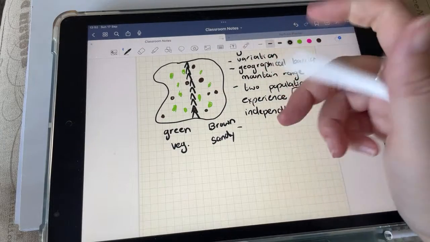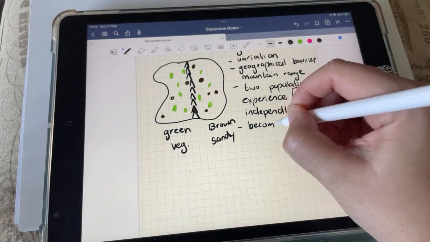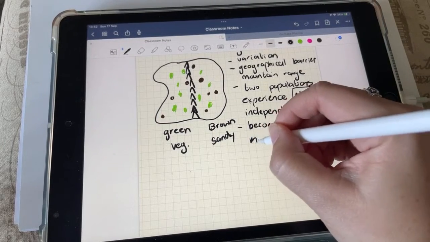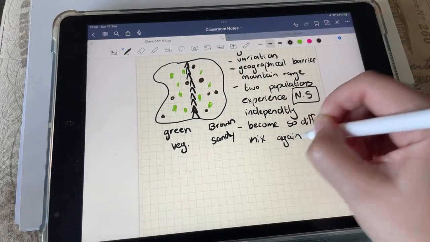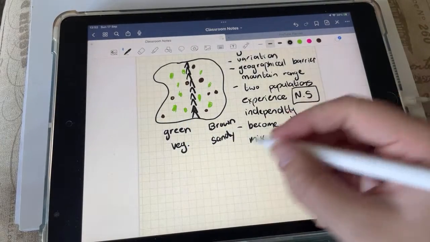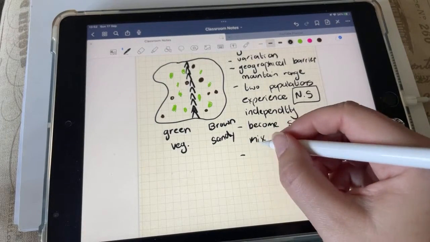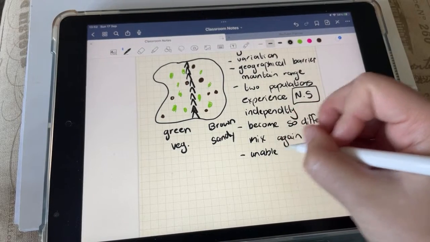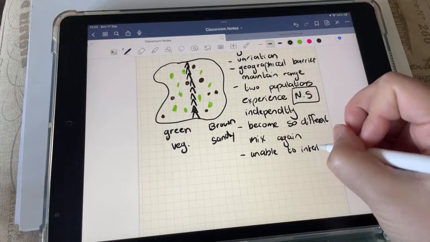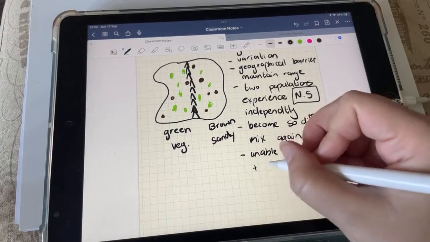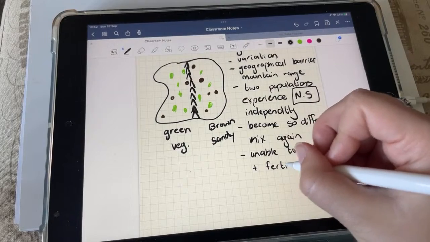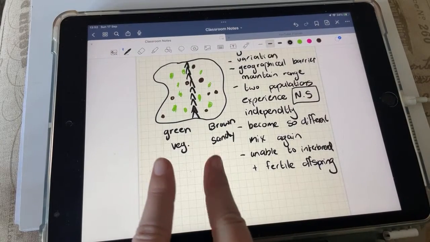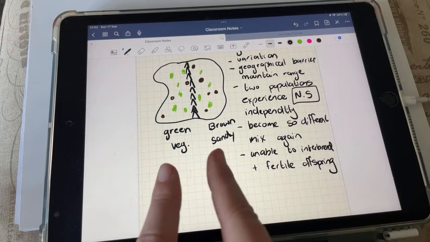Now, here's the key bit. They become so different that if they were to ever mix again, if we took a brown lizard and a green lizard and tried to make them interbreed, they would be unable to interbreed and produce fertile offspring. Now, I know you're probably thinking, but ma'am, aren't we just changing their colors here? No, we're not just changing colors.